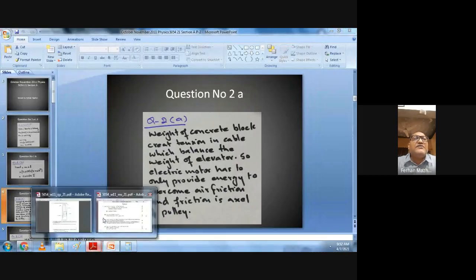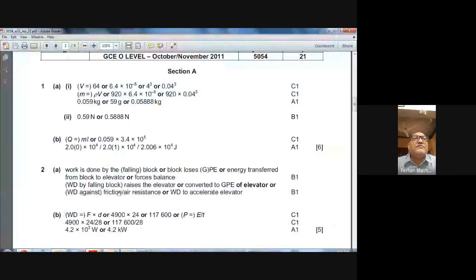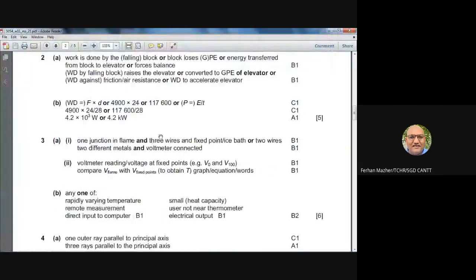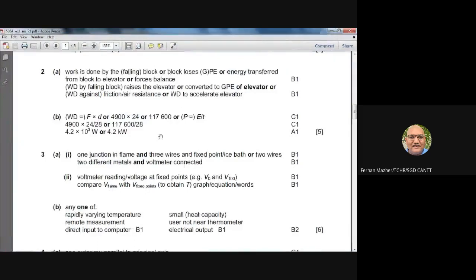What does the marking scheme say? The marking scheme says work is done by the falling block. Falling means falling down. The block loses gravitational potential energy, or energy is transferred from block to elevator, or forces are balanced: the weights of the concrete block and the elevator are balanced. Work done by the falling block raises the elevator, or is converted to gravitational potential energy of the elevator, or is work done against the friction, air resistance, or work done to accelerate the elevator. So this last point is very important.